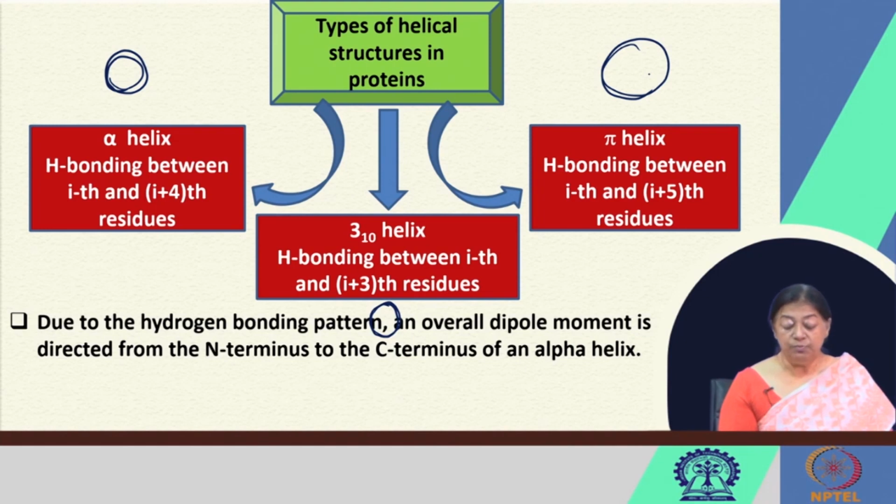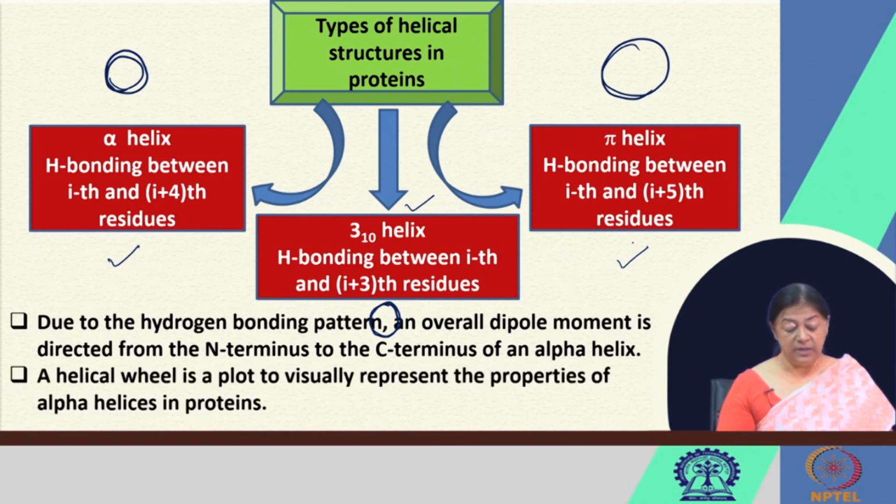Now, due to the hydrogen bonding pattern, there is also an overall dipole moment, because we know that there is a directionality to the hydrogen bond. The hydrogen bond, as we learnt, is formed between the C double bond O and the NH, the C double bond O of the ith residue to the NH of the I plus 4th, in this case I plus 3 or I plus 5, and that is how we have the hydrogen bonding pattern in the specific helices.